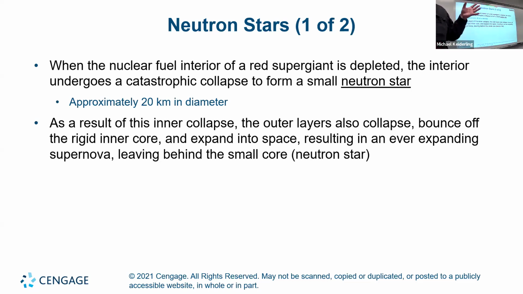Comparable in size to Manhattan. And again, the mass is between 1.4 and 3 solar masses, compressed to the size of a city. The outer layers also collapse. They bounce off the rigid inner core and expand into space, and that's the supernova. It leaves behind this small core that is a neutron star.